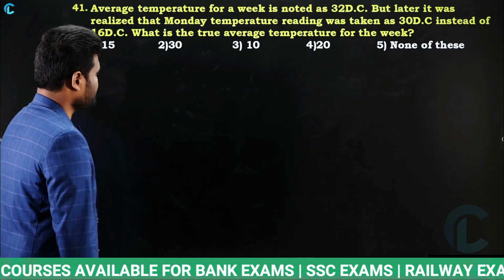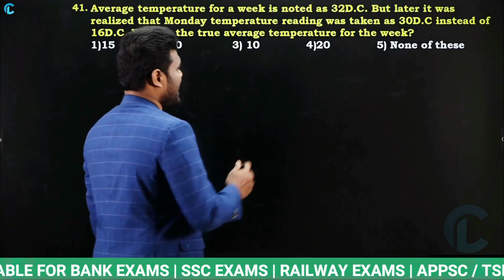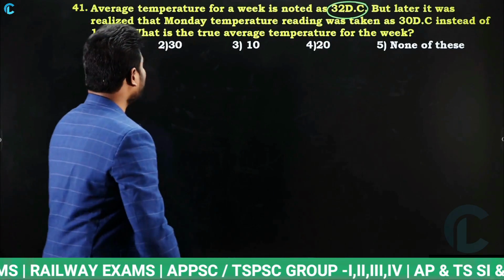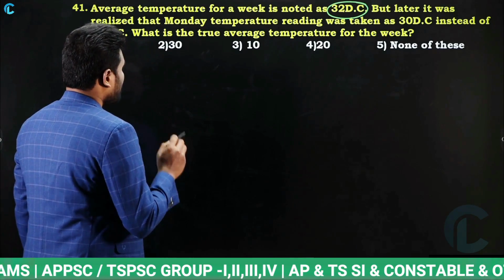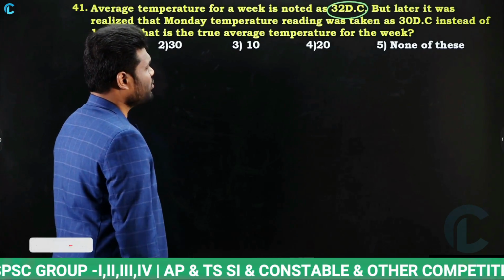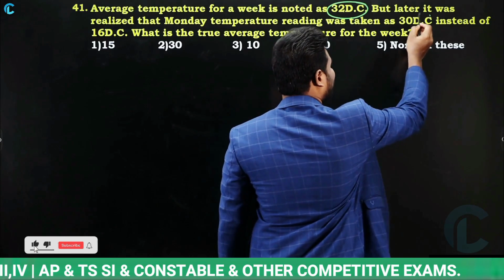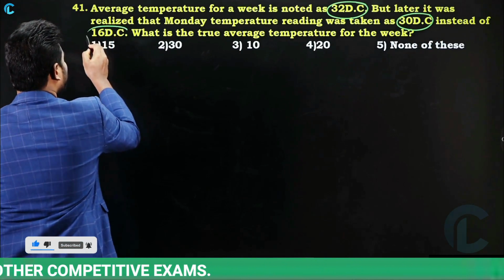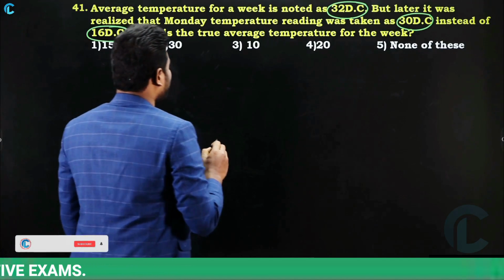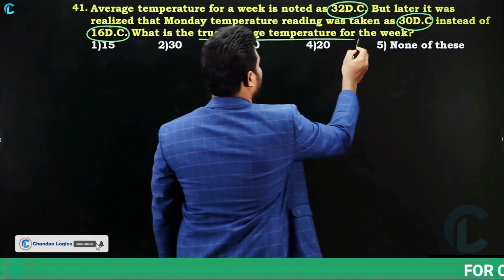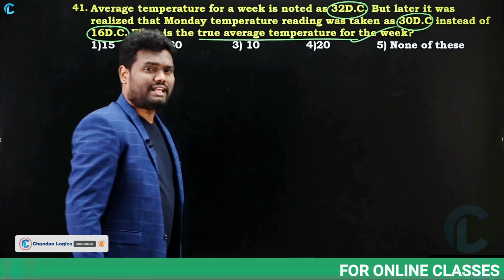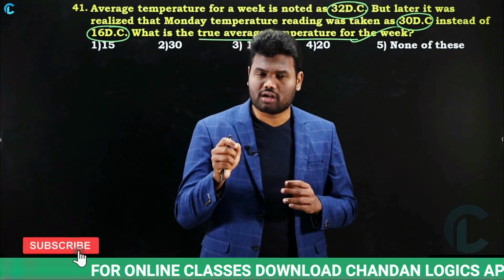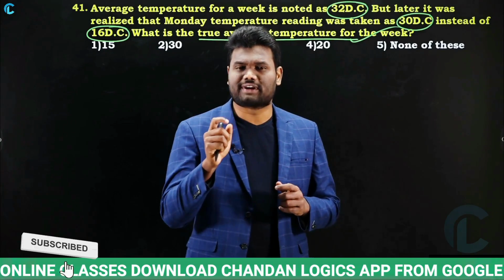Average temperature for a week is noted as 32 degrees Celsius, but later it was realized that Monday temperature reading was taken as 30 degrees Celsius instead of 16 degrees Celsius. What is the true average temperature for the week? So they are asking us to find the correct or true average temperature for the week.